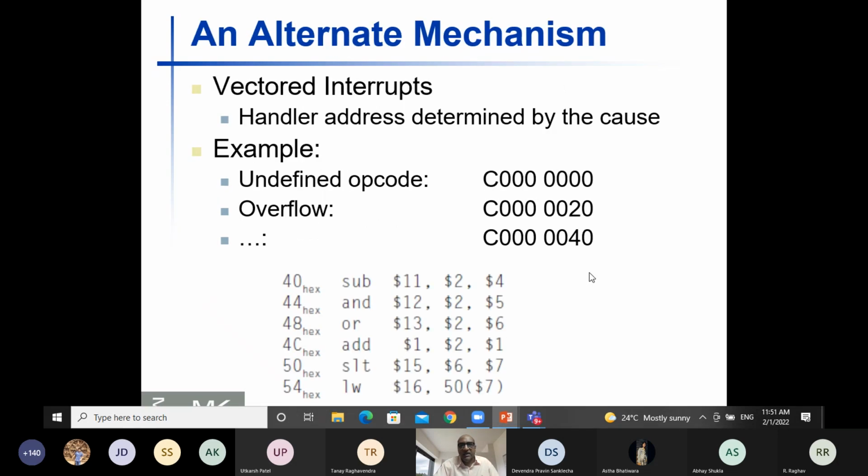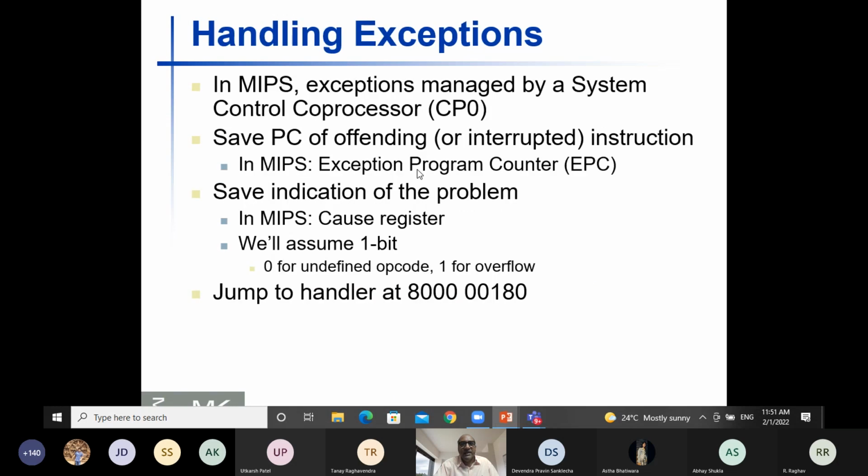We'll see how that works. This is one way: keeping the EPC in one register and updating the cause register. Then it goes to a single place where the operating system takes control and observes the cause register. With that, it comes to know the cause, executes the corresponding routine, and comes back. That is how it happens in one of the methods.